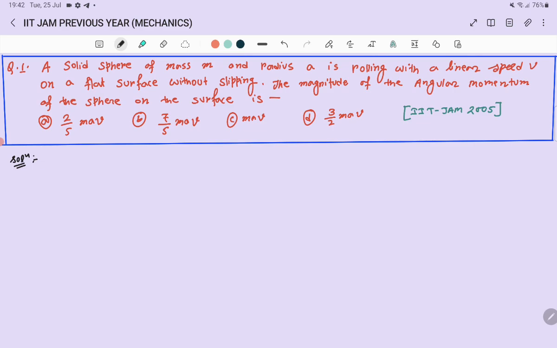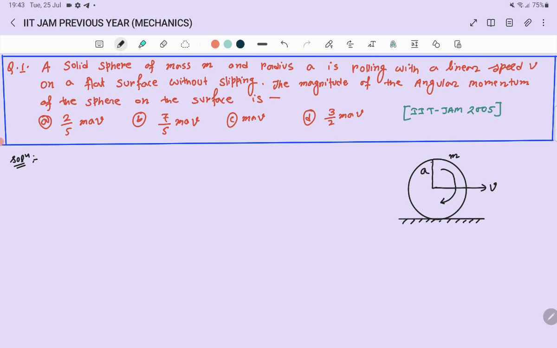Here there is a rolling motion, that means there is a combined rotational and translational motion. Let us suppose this is a sphere of mass m. The linear speed is v, which we can take as the speed of the center of mass, and it is rotating in this way. Its radius is a, and its mass is m.